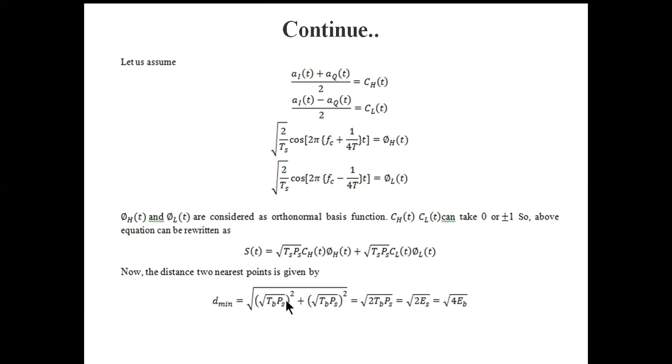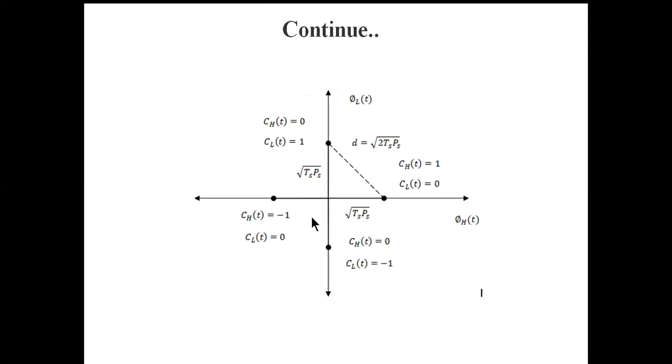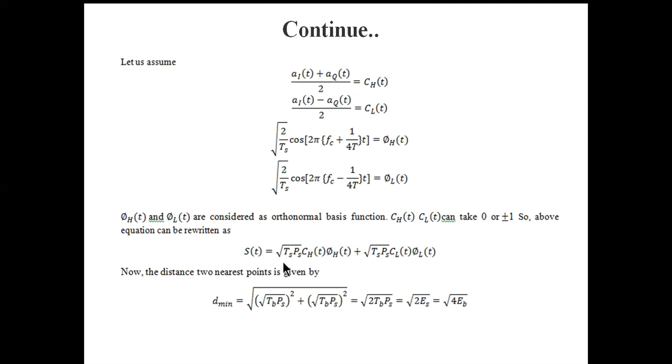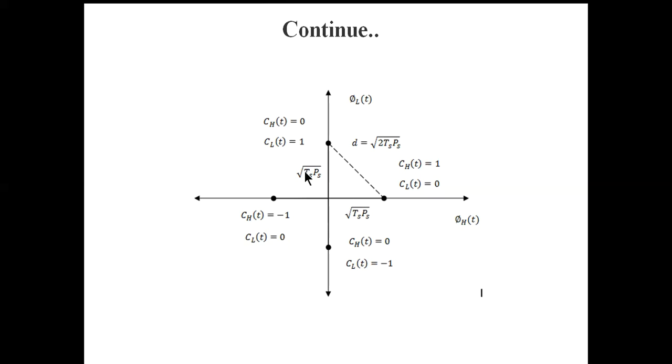So this is the signal space diagram for the MSK. phiH(t) is drawn along the x-axis, phiL(t) is drawn along the y-axis. This one is the first symbol, second, third and fourth. This one is cH equal to 1, cL equal to 0; this is cH, cL equal to 0, 1; this one is minus 1, 0; and this one is cH equal to 0 and cL equal to minus 1. And the corresponding distance from the origin will be root TsPs, that means here you can see the amplitude is root TsPs.